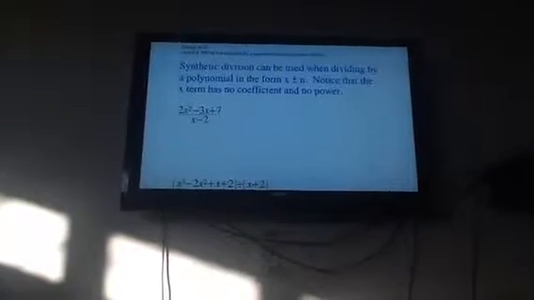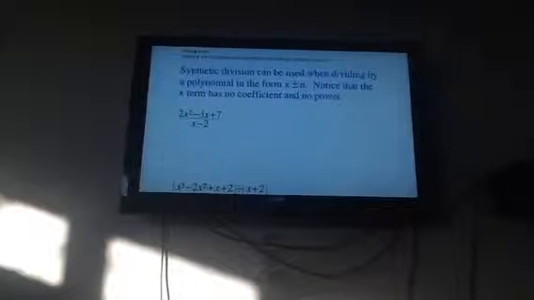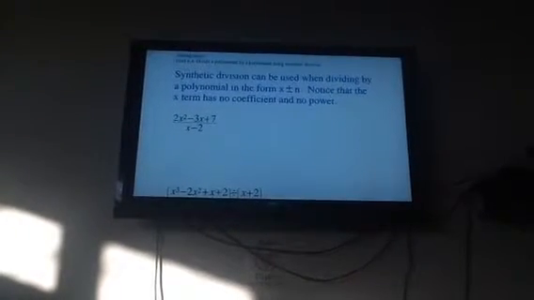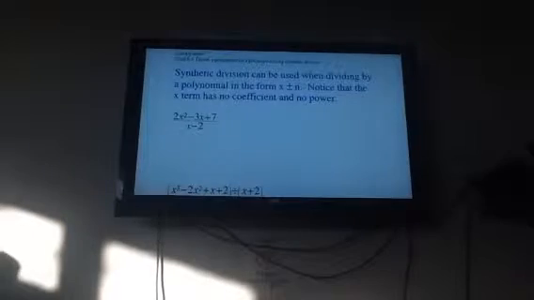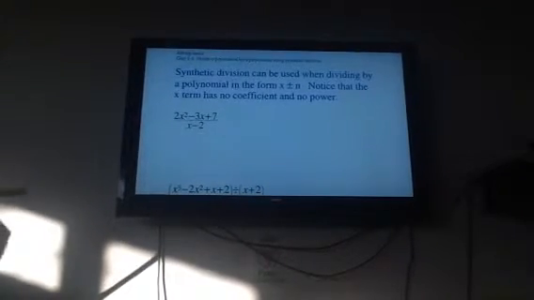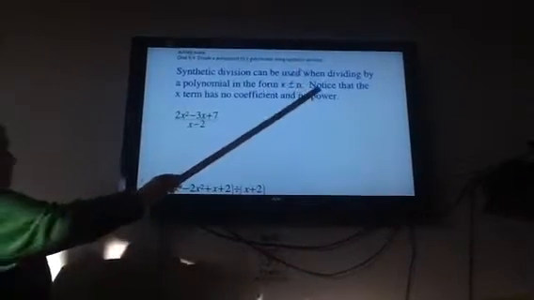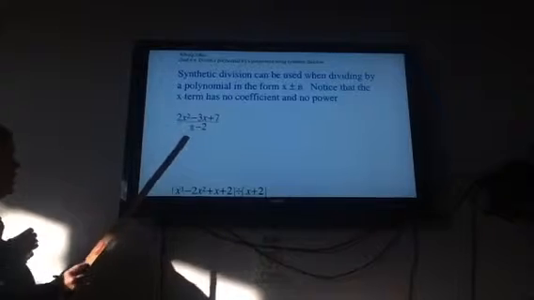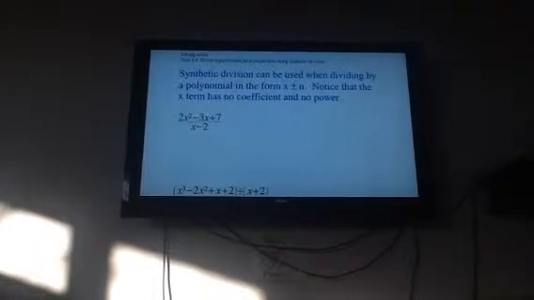polynomial by a polynomial using something called synthetic division. Okay? It's kind of like long division with no variables in it. You can only use synthetic division when you are dividing by a polynomial in the form x plus or minus n. Okay? So it has to be this form. Notice that the x term has no coefficient and it has no power. So it has to be in that form to use synthetic division.